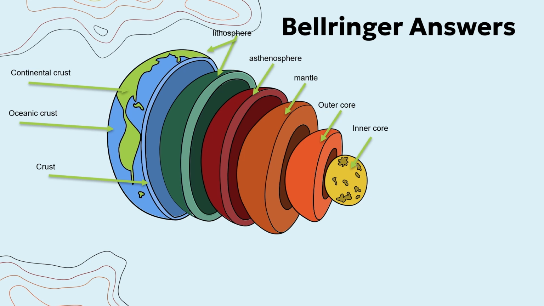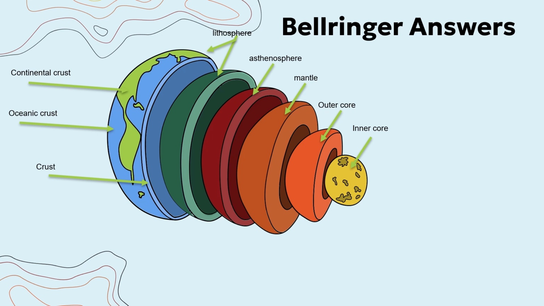The layer labeled on the top of the model, the green layer, that also points to the top layer of Earth, is the lithosphere. The lithosphere includes both the crust and the brittle upper mantle. The red layer on the model is the asthenosphere. This layer is about 80 kilometers to 700 kilometers below the surface.